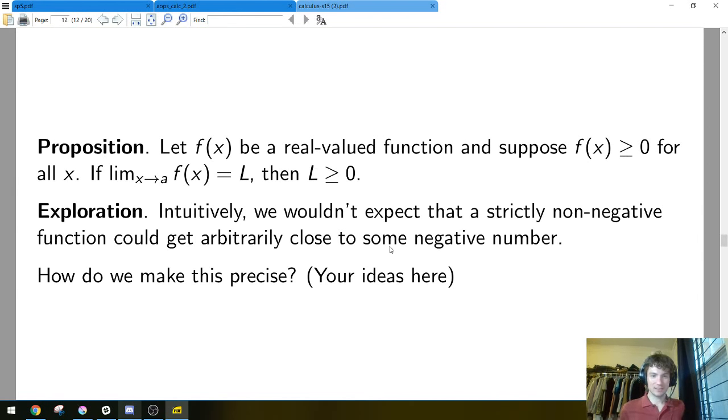Good. Shall I read the exploration? Yeah, if you want, sure. Exploration. Intuitively, we wouldn't expect that a strictly non-negative function could get arbitrarily close to some negative number. How do we make this precise?